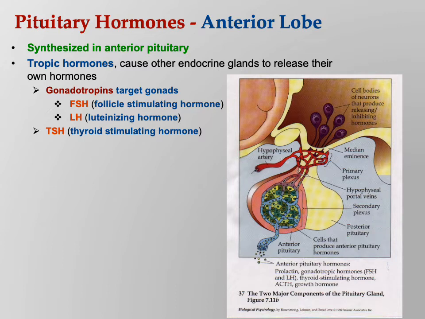So now let's look. Anterior pituitary, thyroid stimulating hormone. What hormone was it in the hypothalamus that's going to tell the anterior pituitary to release TSH? That's right, TRH. Thyrotropin releasing hormone will come from the hypothalamus and tell the anterior pituitary to release thyroid stimulating hormone. And what endocrine gland do you think thyroid stimulating hormone is going to have an effect on?